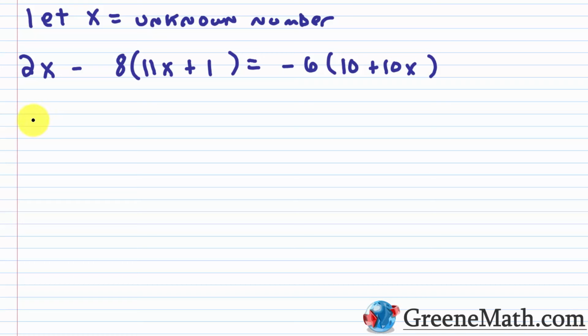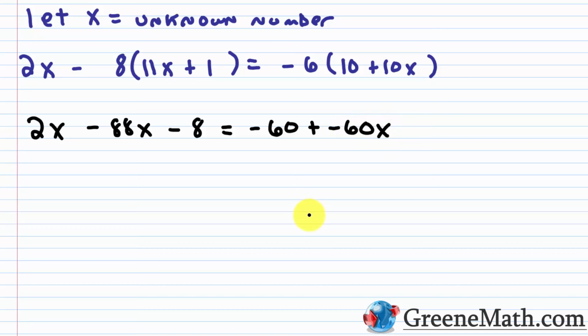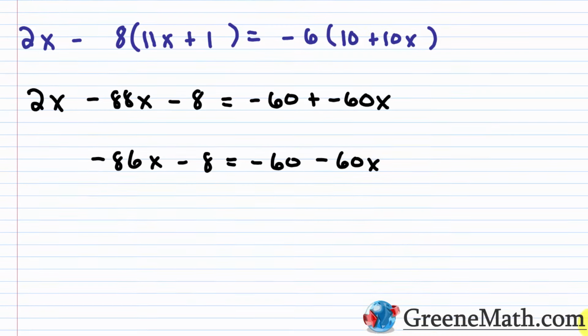So I'm going to have my 2x here, and then I'm going to distribute the -8 to each term. So you would have minus 88x, and then minus 8. And this equals, I'm going to distribute the -6 to each term. So -60 plus -60x. On the left side, I can clean up because 2x minus 88x would be -86x. Then you have minus 8 is equal to -60 plus -60x, or you can just put -60x, whatever you want to do. Doesn't matter. Let me kind of get some room going here.